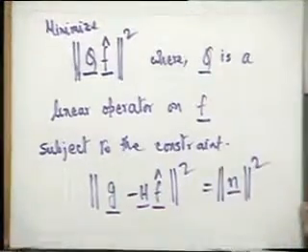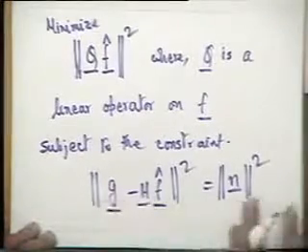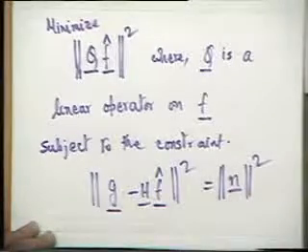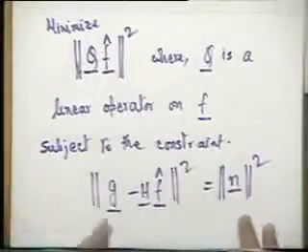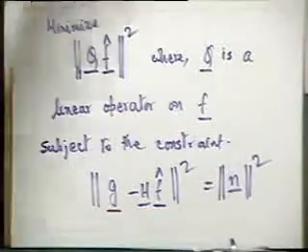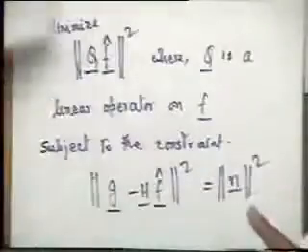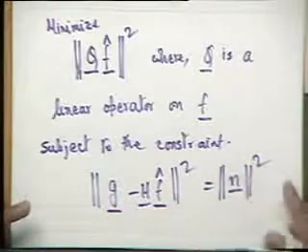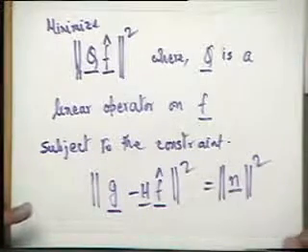||g − H f hat||² equal to ||n||². So in the earlier case we were minimizing this expression, and now we are going to minimize ||Q f hat||² subject to the constraint of this. So this we are now putting as a constraint. In the earlier case we were putting it as an unconstrained problem by directly minimizing this, and now we are formulating it into a constrained problem where we are minimizing ||Q f hat||² under the constraint ||g − H f hat||² equals ||n||².